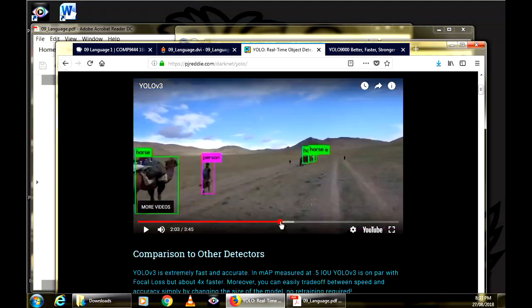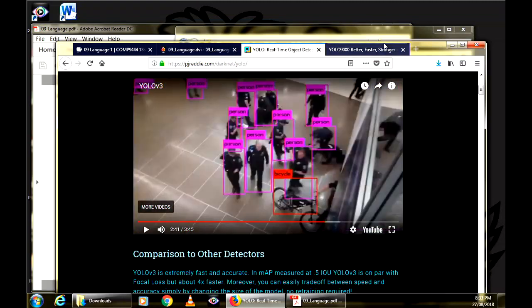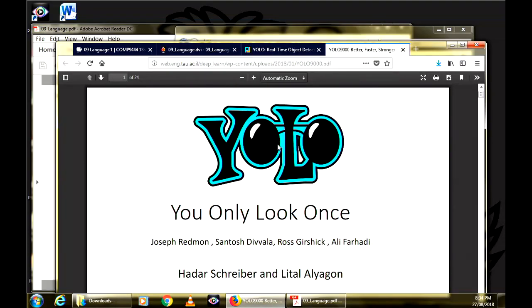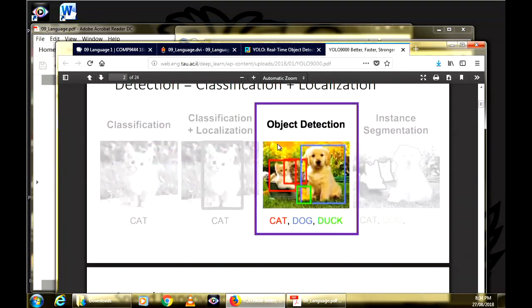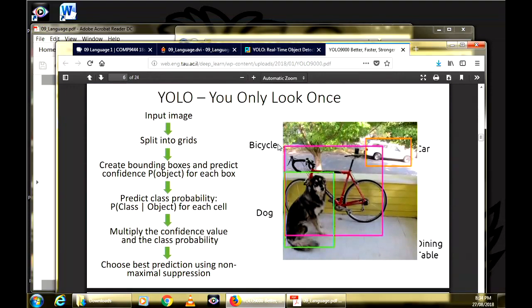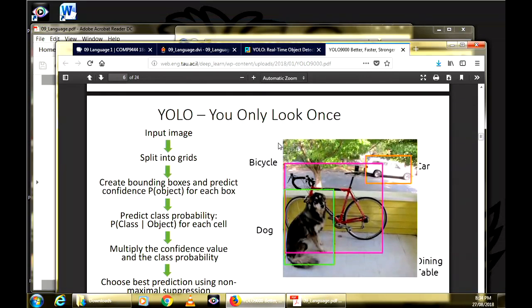All right. So again, I can't say all the details, but I just want to say a little bit about this, and I'm just using these slides from the authors. So roughly speaking, how does this work? Well, it takes the input image, it splits it into grids, it looks for bounding boxes. This is different from ImageNet.